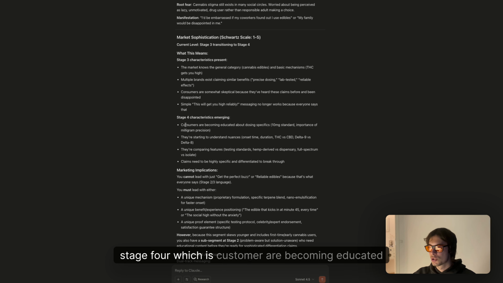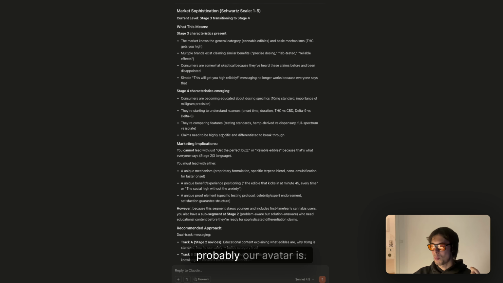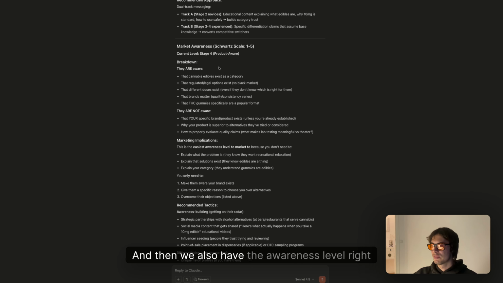Stage 4, which is customers are becoming educated about dosing specifically, 10 mg standard, impact, and so on. They are starting to understand. Okay, so this is great. We know at what stage of the awareness level probably our avatar is. And then, sophistication level. And then we also have the awareness level right here, which is 1 to 5.